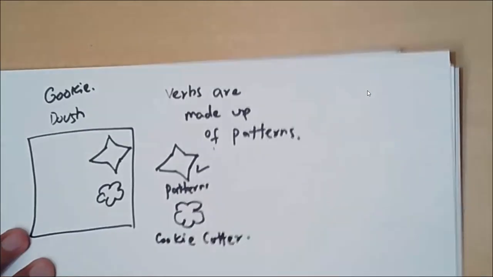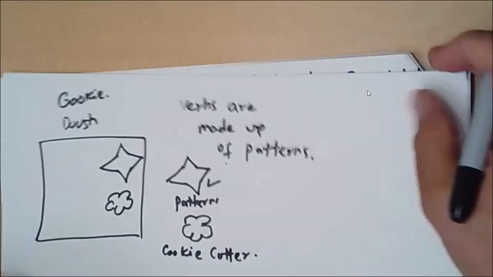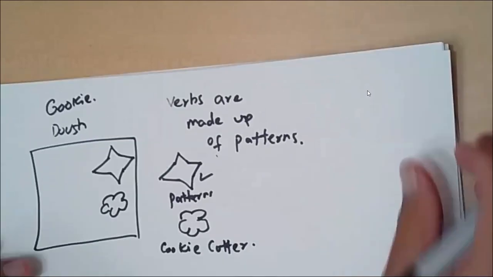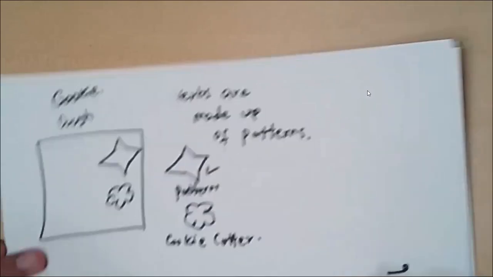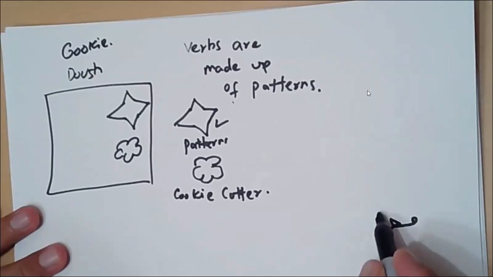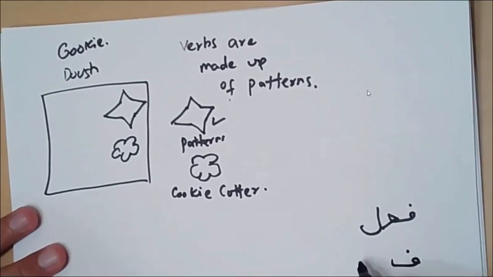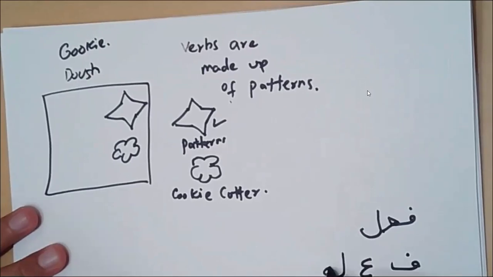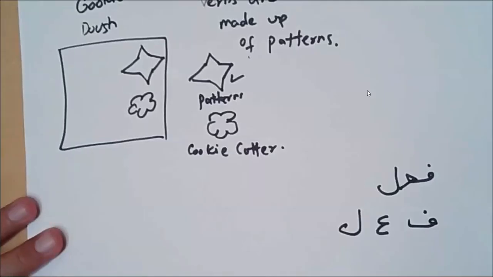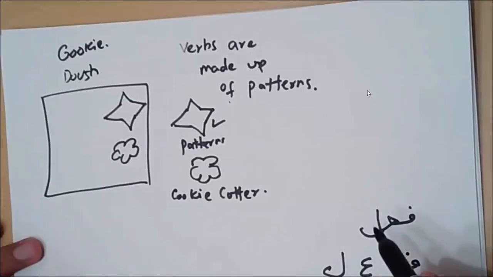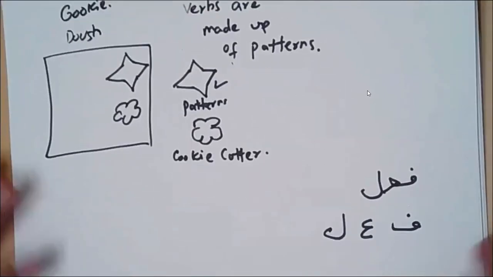So the verbs are made up of patterns like the cookie cutter. And the most basic default standard pattern is fa, ain, and lam. Letter fa, ain, and lam. Making sense? Okay.